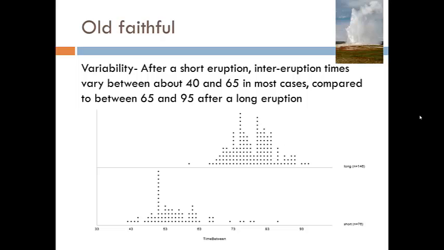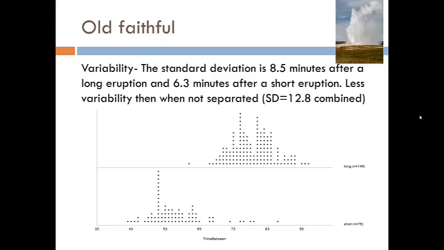After comparing the centers, now we can talk about variability. After a short eruption, inter-eruption times vary between about 40 and 65 in most cases, compared to between 65 and 95 after a long eruption. Another way to compare variability is to talk about the standard deviation. We can compute the standard deviation of each set of data. Now, the standard deviation is the average deviation of each data value from the middle. So you're asking, how close are these values to the middle of the distribution? On the top graph, after a long eruption, the standard deviation is 8.5 minutes. While after a short eruption, the standard deviation is 6.3 minutes.